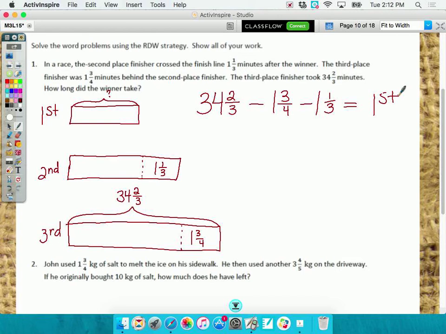Now, do you notice that this dotted line that I drew is equal to the length of the second place and of the first place? Well, that wasn't very straight, was it? But you got the idea?